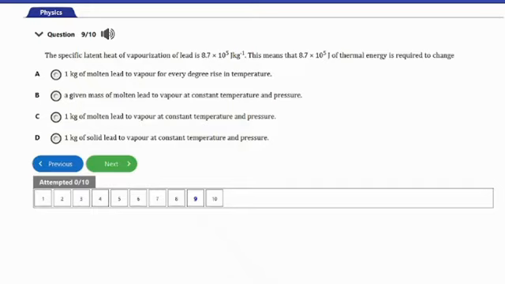So guys, the answer to this question is option C here. The specific latent heat of vaporization being 8.7 times 10 to the power of 5 means that this 8.7 times 10 to the power of 5 joule of thermal energy is required to change 1 kg of molten lead to vapor at constant temperature and pressure. So that's it for this question. Let's go ahead and consider the next and last question, guys.